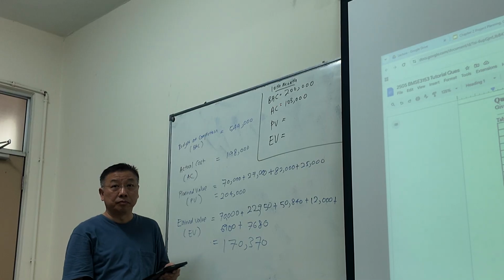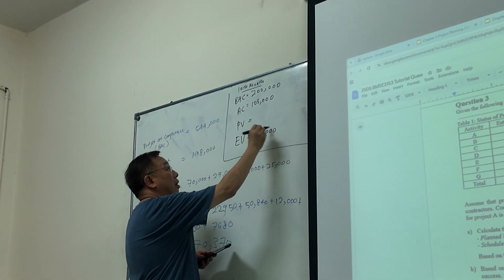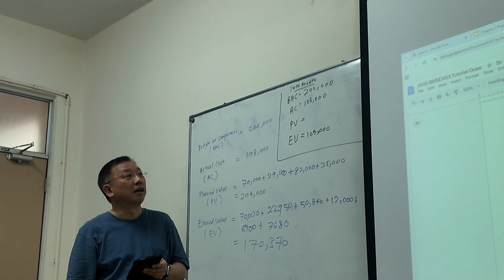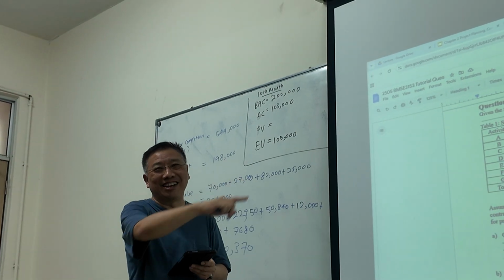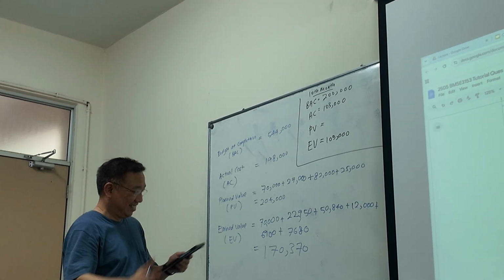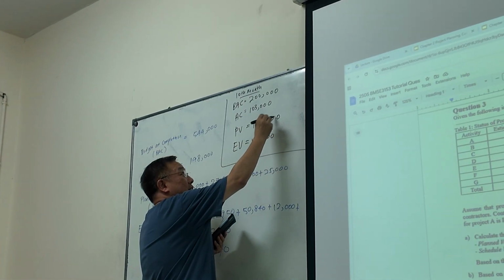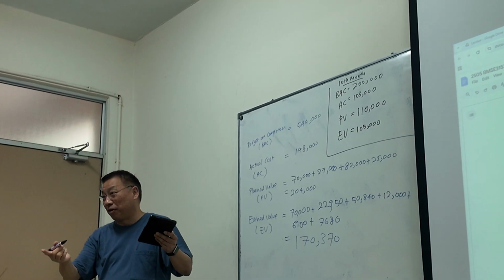105,000. What EV? 11,000 PV. 11,000. Estimate one. 11,000. Alright. Okay. I'll explain after this if you want.